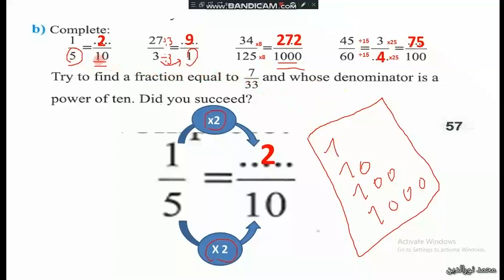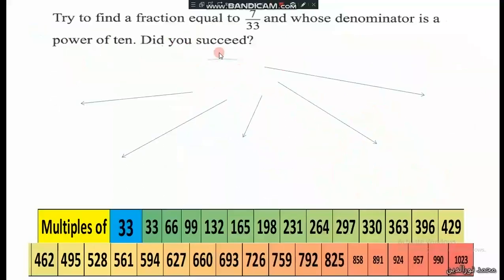I can turn the denominator of the fraction into 1, 10, 100 and 1000. These numbers are called the powers of 10. So in this case, any fraction whose denominator could be written as a power of 10 is called a decimal fraction.